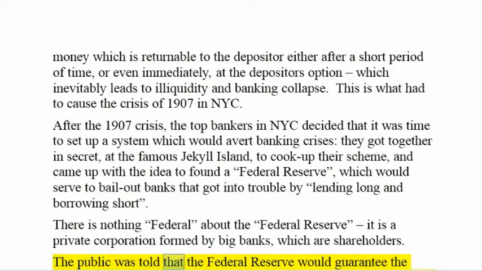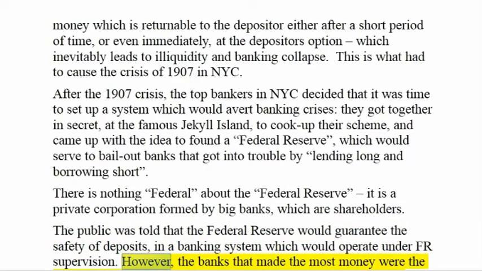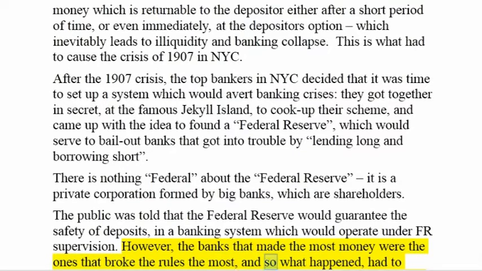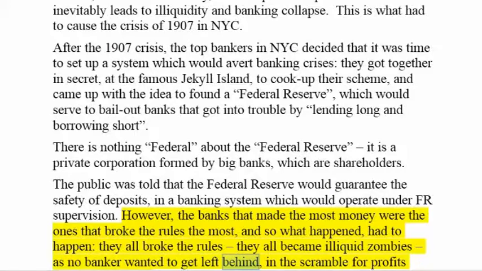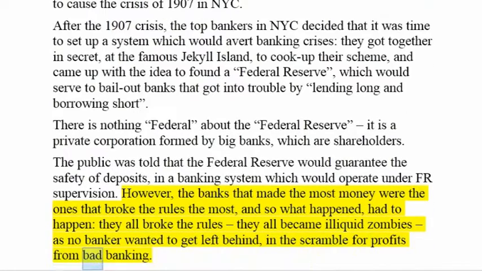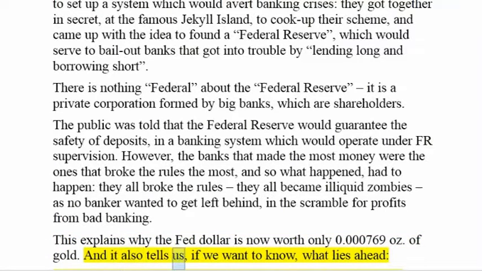The public was told that the Federal Reserve would guarantee the safety of deposits, in a banking system which would operate under FR supervision. However, the banks that made the most money were the ones that broke the rules the most, and so what happened, had to happen. They all broke the rules, they all became illiquid zombies, as no banker wanted to get left behind, in the scramble for profits from bad banking. This explains why the Fed dollar is now worth only 0.000769 ounces of gold.